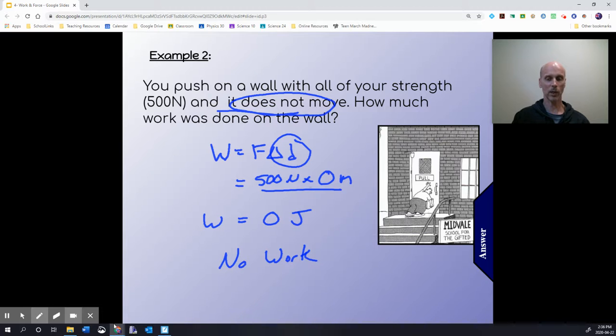So from a physics point of view, no work is done because we don't have the 2 things we need, force and a distance. If you're thinking about significant digits, with any 0 answer we can leave it as it is. It has as many or as few significant digits as you want. 0 is 0, so we'll just leave it as 0. Or we can make the statement, no work is done.